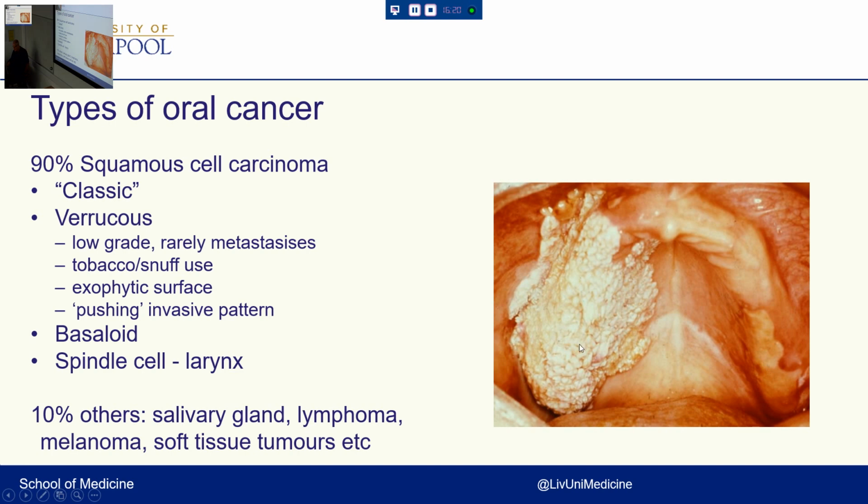And these are actually generally low-grade cancers associated again with tobacco use. But there are also more aggressive subtypes histologically, like basaloid squamous cell carcinoma and spindle cell carcinoma. Spindle cell carcinomas are more common in the larynx, are more aggressive, and the patients will have a poorer prognosis. And then there's a scattering of others, which I'm not really going to talk about: salivary gland cancers, lymphomas, melanomas. You get melanomas intraorally or up the nose, as well as on the skin, and various soft tissue tumors.